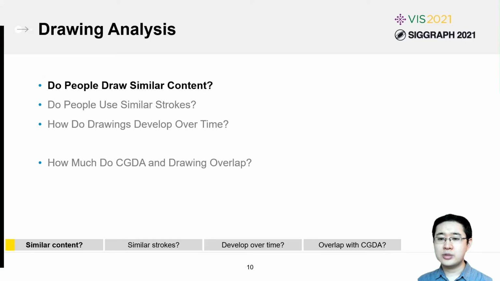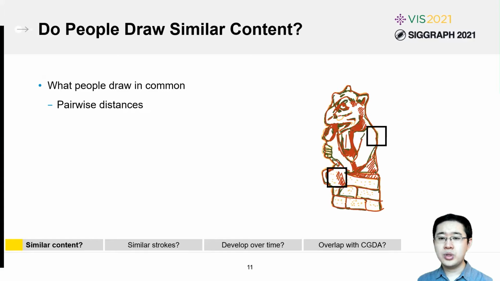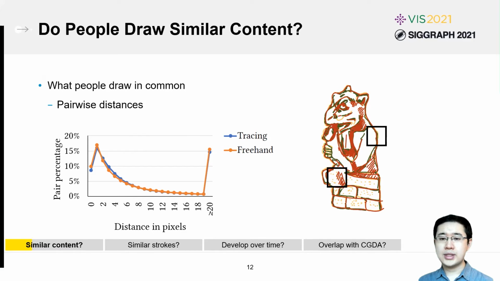We start our analysis by exploring whether people trace and draw similar content using rasterized drawings. We computed Chamfer distances to understand what people draw in common. For each pixel in a drawing, we recorded its closest distance to any pixel in other drawings. In both tracing and freehand, over half of the distances are within 4 pixels. This corresponds to commonly drawn content such as contours. About 15% of the distances are 20 pixels or more, which represents strokes distinct from each other.